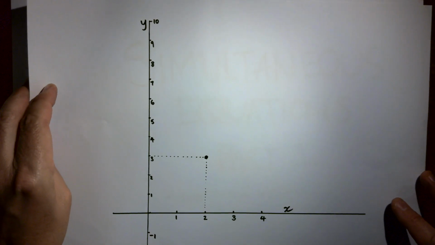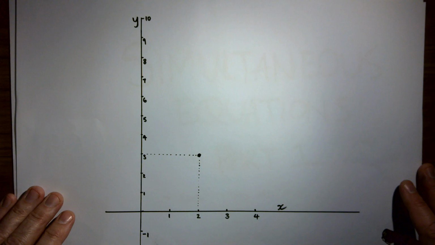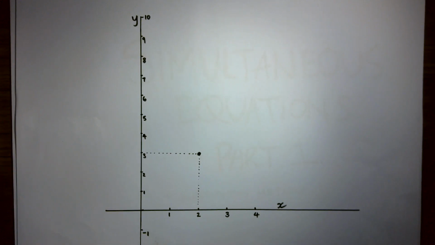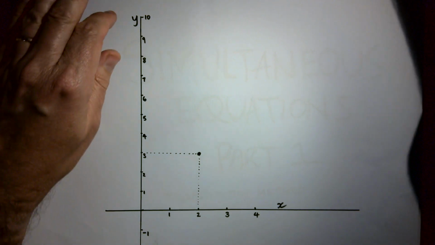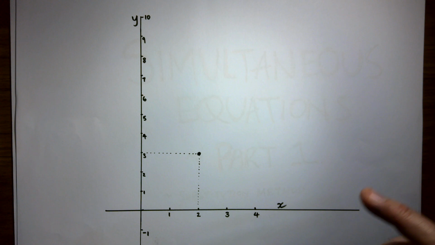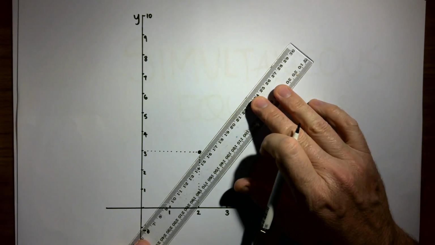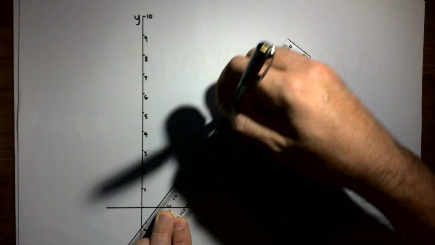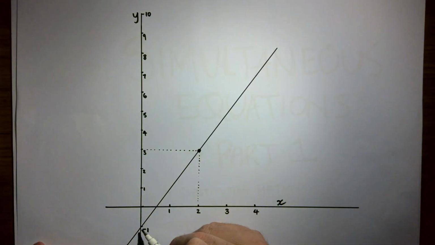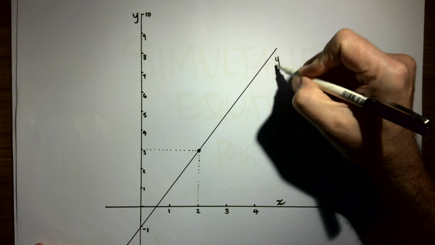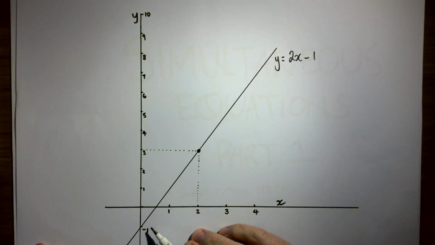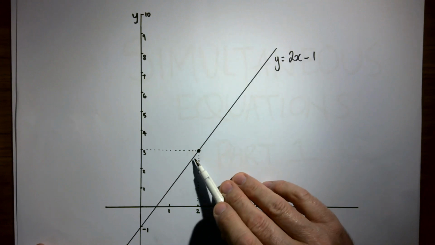Okay, so let's have a look at this. Let's say we've got the point (2, 3) on the Cartesian plane there. Now that is part of the line y = 2x - 1. So here is 2x - 1. I'll just draw it through there. It goes through -1, and has a gradient of 2.